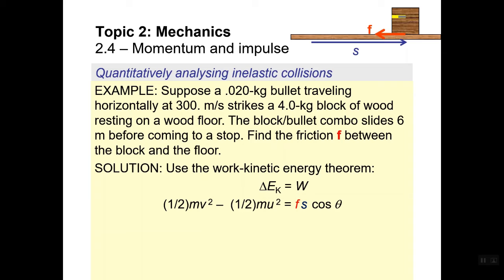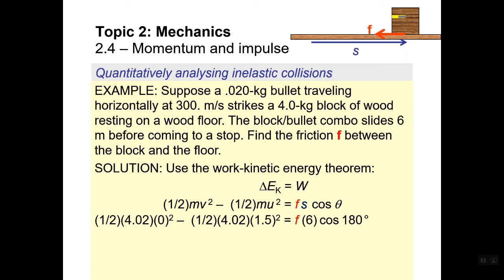Here, look at the diagram. The distance traveled is forward and the friction is in the opposite direction. The angle is 180 degrees because the friction and distance are anti-parallel. Finally, the system is at rest, so final kinetic energy equals 0. The moment the bullet strikes and they move together, the velocity equals 1.5. We found it from the previous slide.